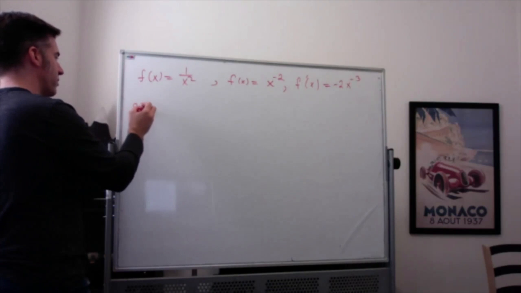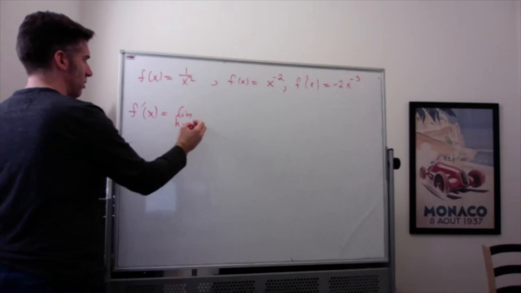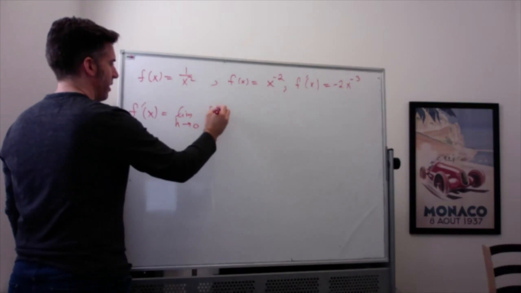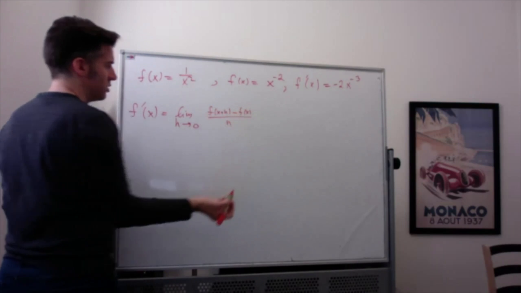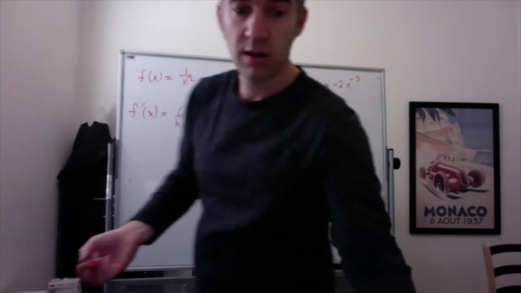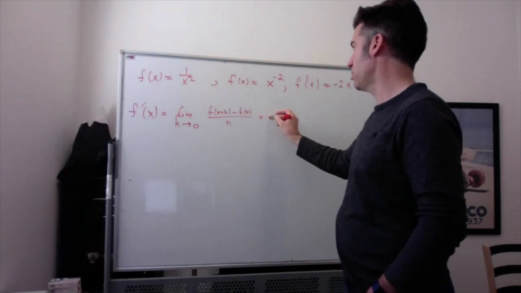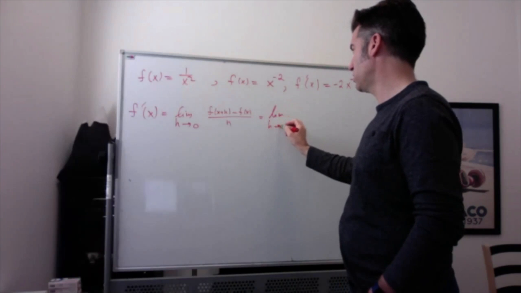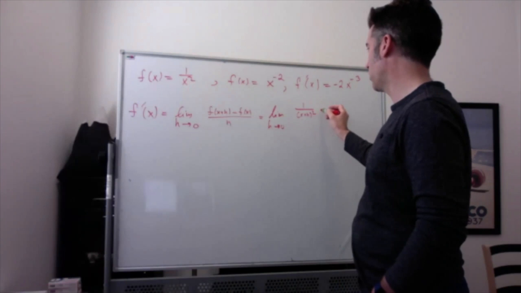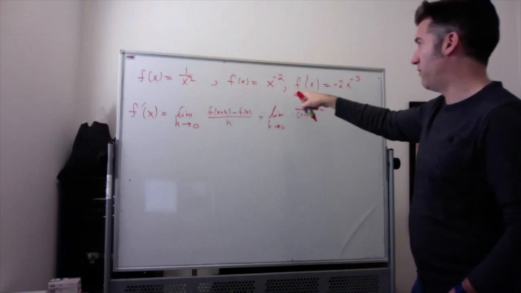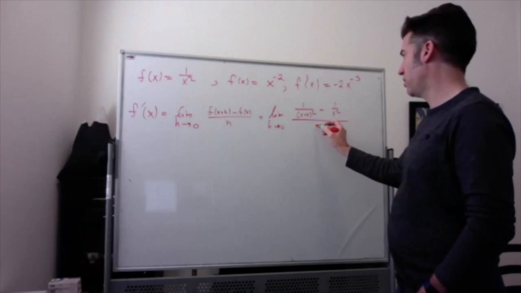So the derivative using the limit definition is going to be the limit as h goes to 0 of f of x plus h minus f of x over h. Things are going to be a little less nice here. f of x plus h is 1 over x plus h squared. This is the limit as h goes to 0 of 1 over x plus h squared minus f of x, which is 1 over x squared, all over h.